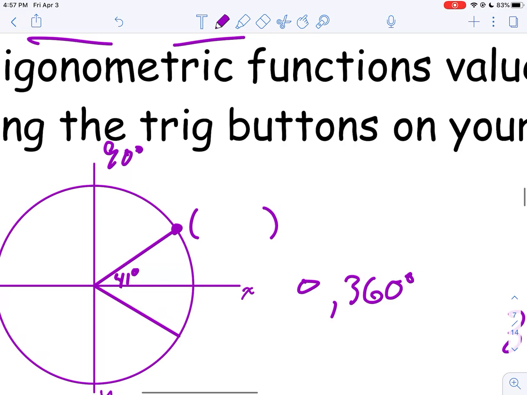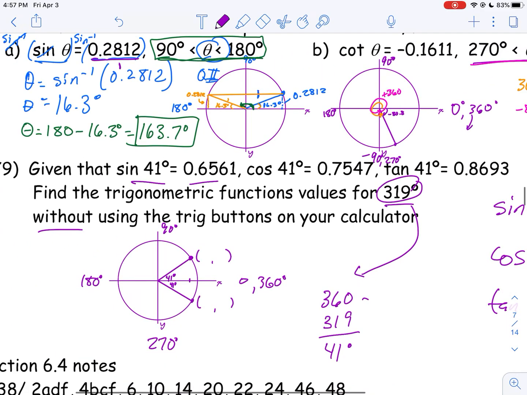Because now my reference angle is the same. What does that mean? That means whatever my x value is here, it's the same as it is down here. My y value is the same, it's just negative, and the radius is the same. So let's go back to that now. X, Y, and R. Sine is 41 degrees, 0.6561.